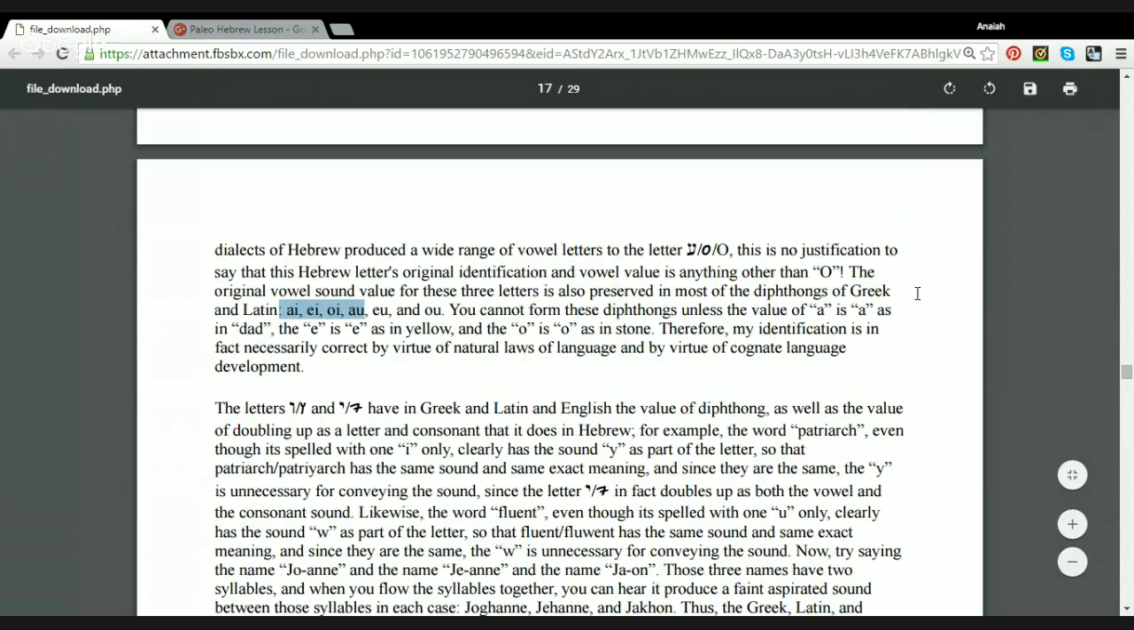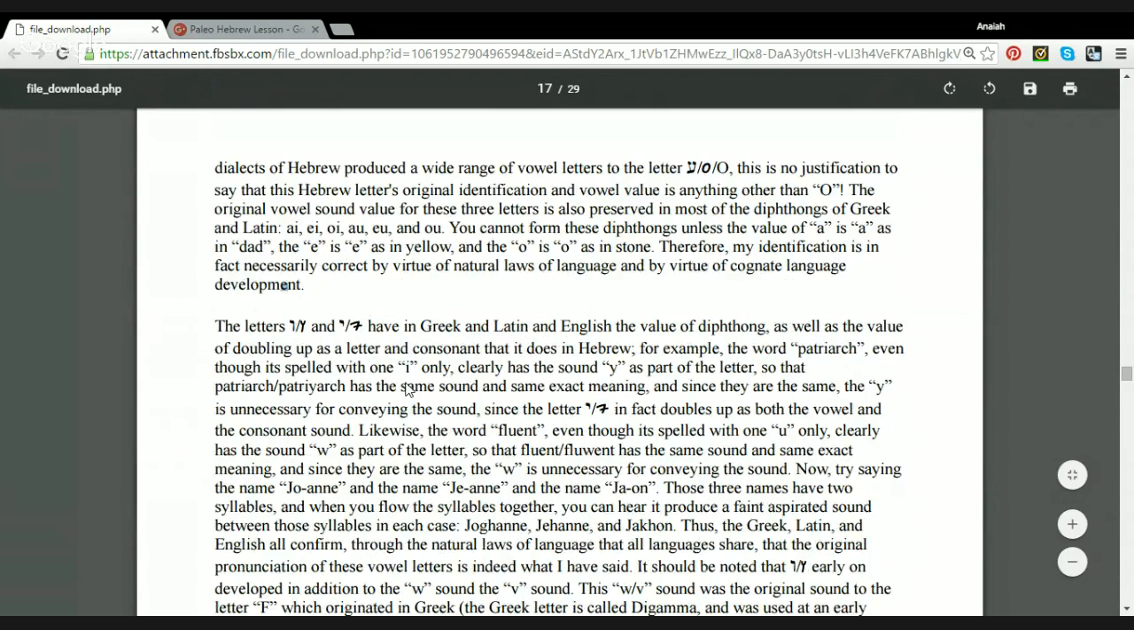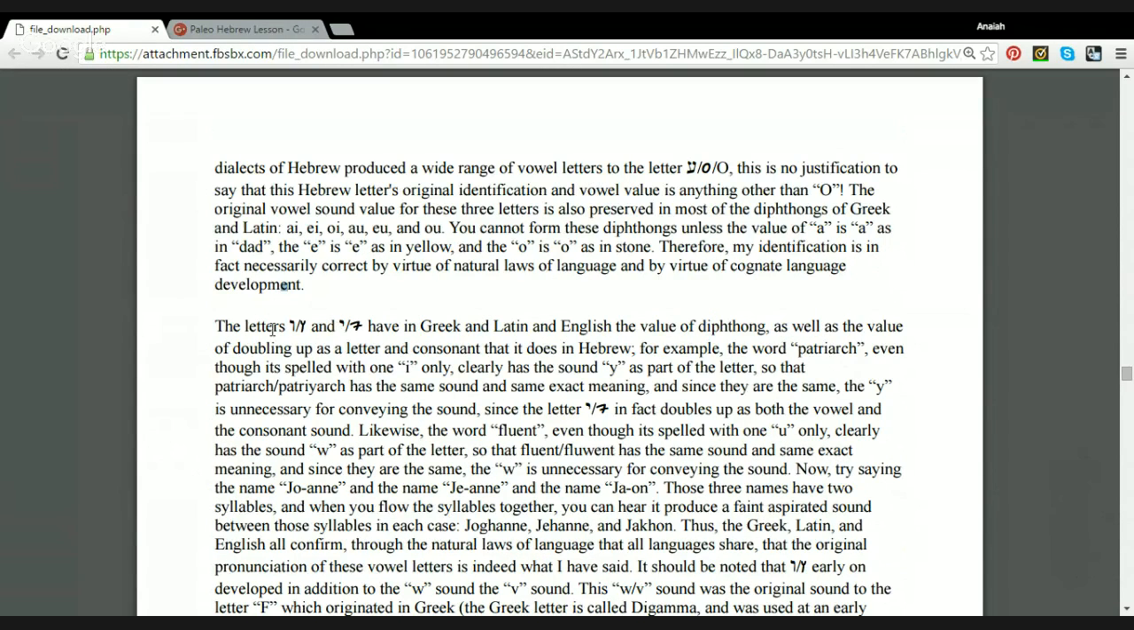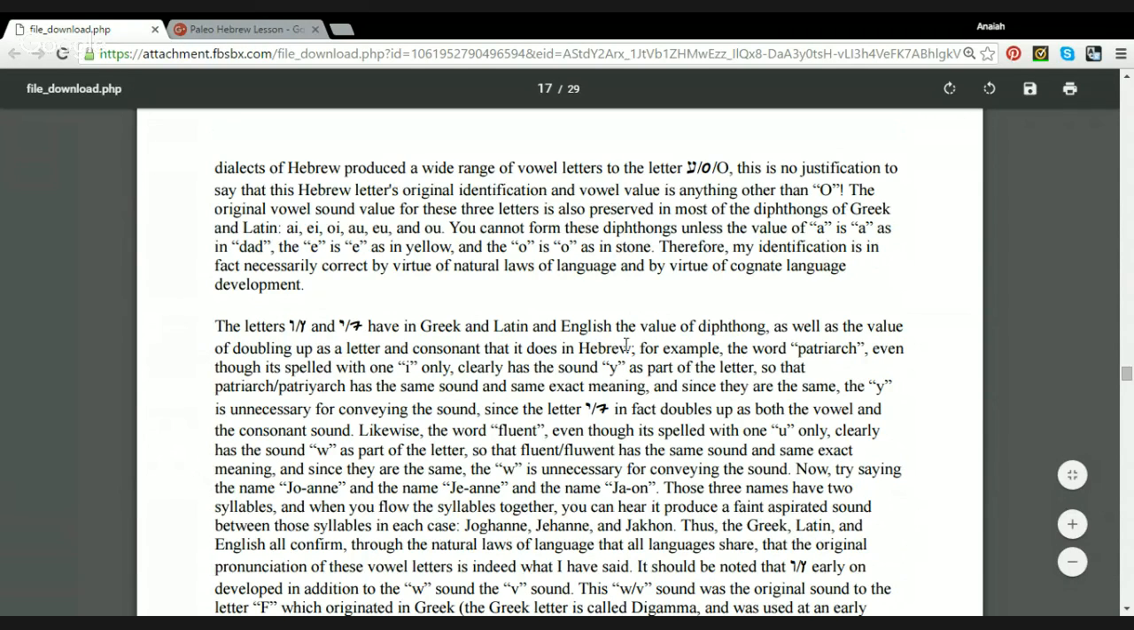And I say my identification is in fact necessarily correct by virtue of natural laws of language and by virtue of cognate language development. Cognate means other languages which are doing the same thing. And then I say the letters U and E, or Wa and Yod, have in Greek and Latin and English the value of diphthong, as well as the value of doubling up a letter and consonant that it does in Hebrew. For example, the word patriarch, even though it's spelled with one I only, you can clearly hear the Y sound as part of the letter.